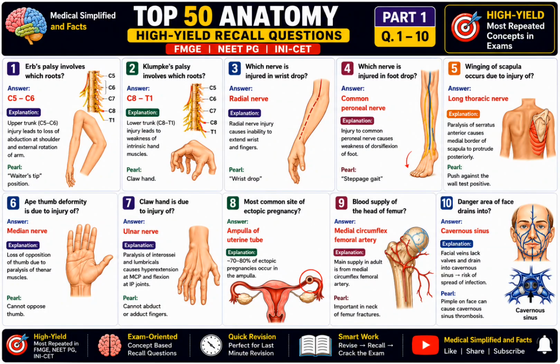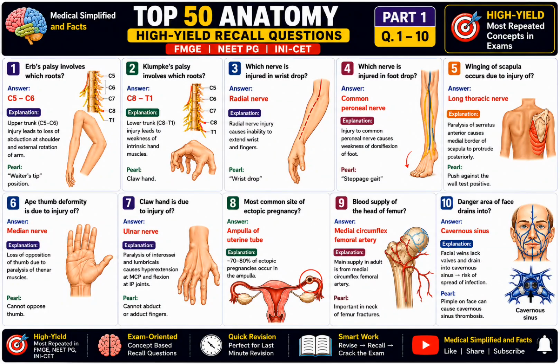Question 5. Winging of the scapula occurs due to injury of which nerve? Answer: the long thoracic nerve. Paralysis of the serratus anterior causes the medial border of the scapula to protrude posteriorly. Test with the push against the wall sign.